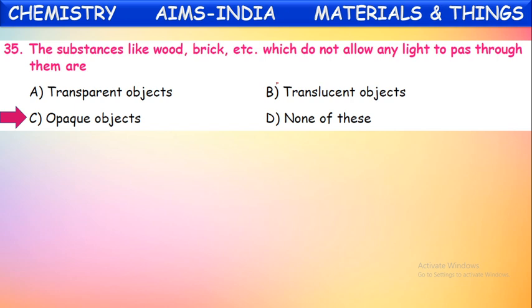The substances through which we cannot see anything, even the substances which do not allow light to pass through them, are called opaque material or opaque objects. Through which we can see clearly are called transparent. The substances through which we can see but not much clear are called translucent objects. Now they're asking about wood and brick. Through this we cannot see anything to the other side. So these are opaque material.